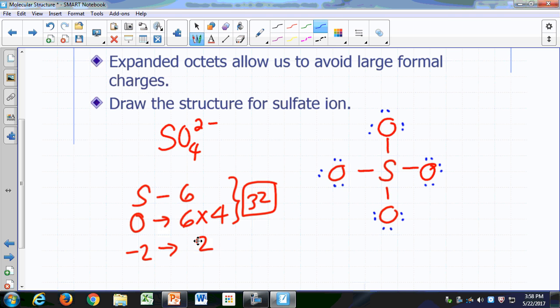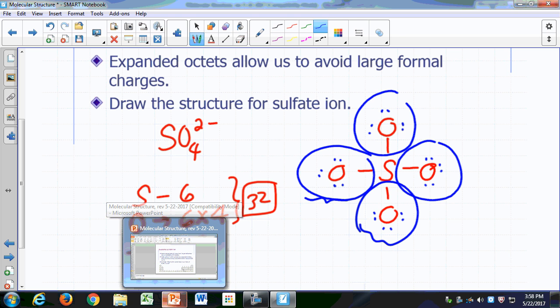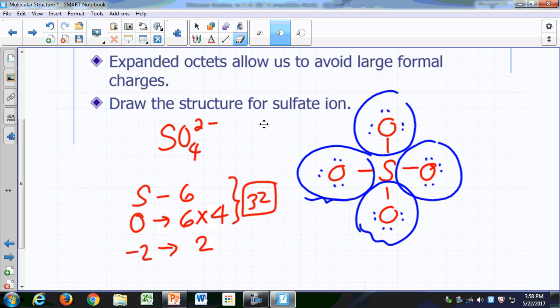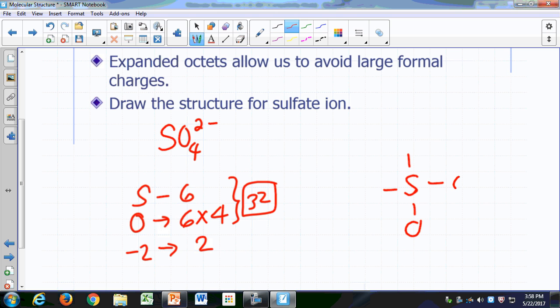So we have an octet around this oxygen, an octet around this oxygen, an octet around this oxygen, an octet around this oxygen. That's 4 octets. So that's 32. That accounts for all 32. So let me redraw these. I'm just going to say sulfur with 4 SO bonds, and each oxygen has 3 lone pairs on it.